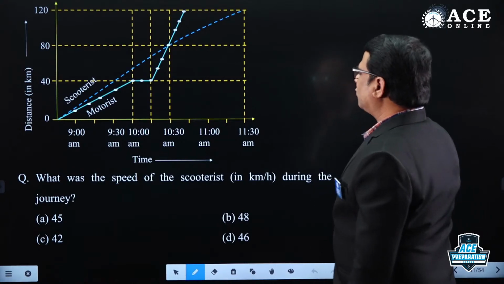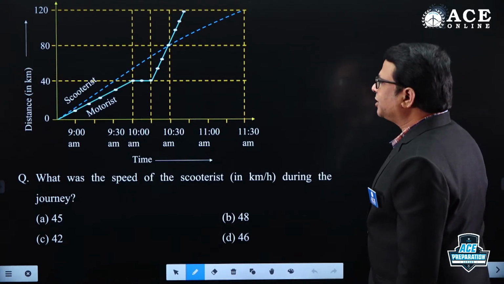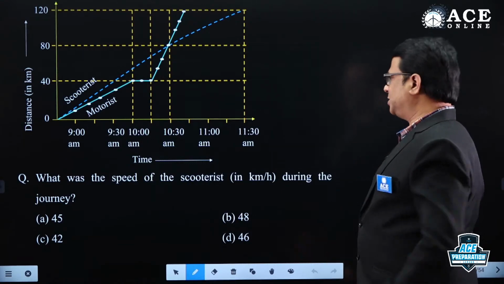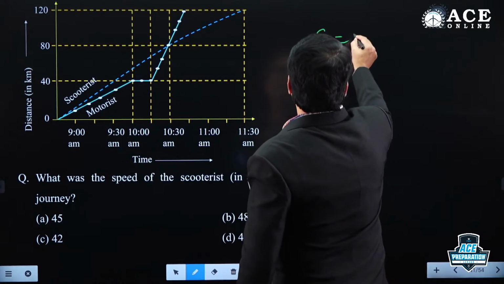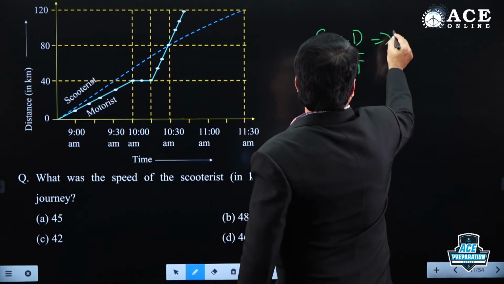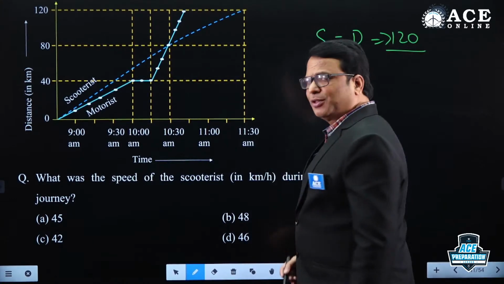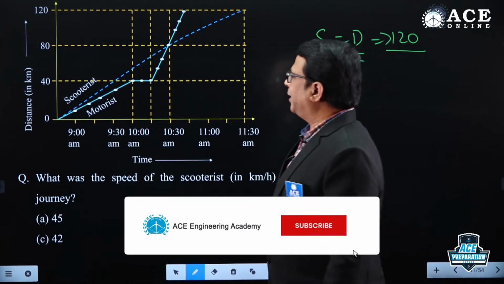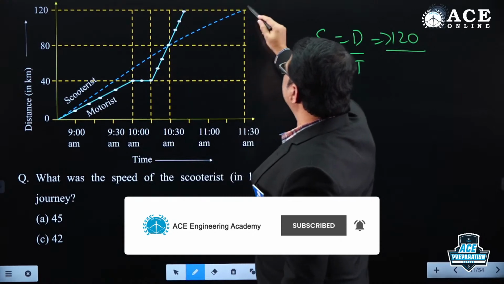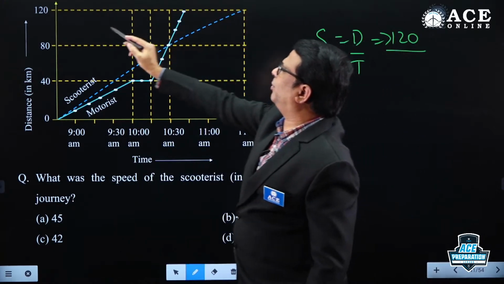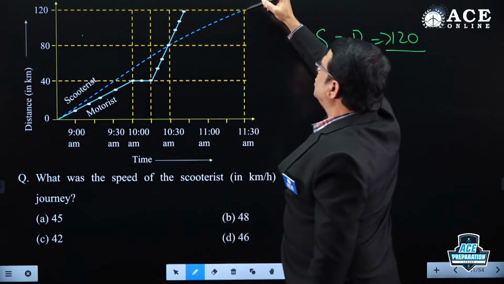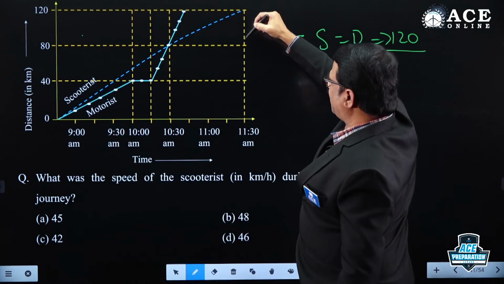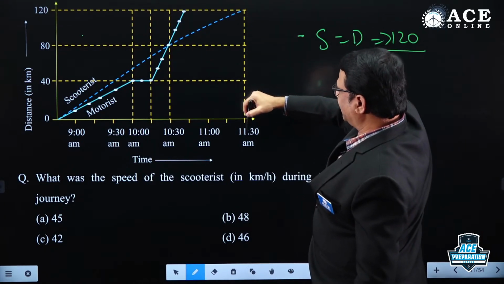The next question: what was the speed of the scooterist during the journey? Now, we know that the speed formula is distance by time. Distance is 120 kilometers, which is already given in the question. Now you can clearly see the scooterist is reaching the destination, 120 kilometers on the y-axis. So the scooterist is reaching the destination at what time? If you check the x-axis, it is 11:30.